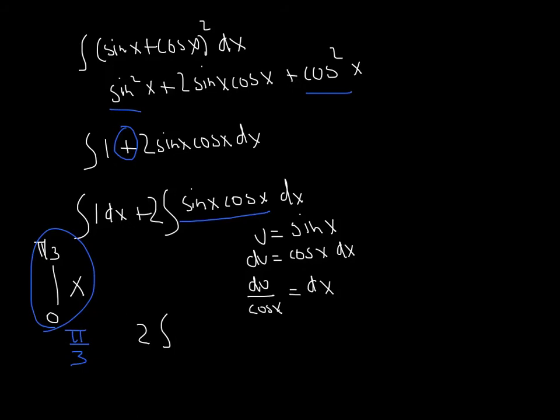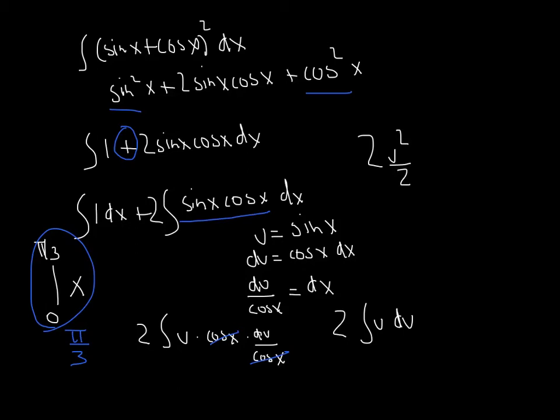So u is sine of x times cosine of x times du over cosine of x. And once again, that's the whole point of the u substitution. They will cancel, and you end up getting 2 times the integral of u du. And we're going to use the power rule, so that's going to end up giving us 2u squared over 2.